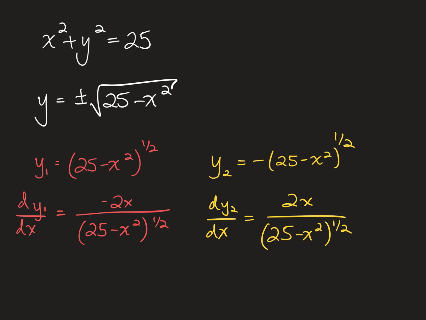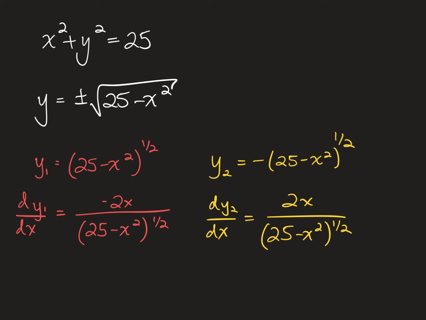So where it really rears its ugly head is when I ask you, what is the slope of the tangent line at the point negative 3, 4? We can't just use both of these. We have to use one or the other. And you have to know which one first. Negative 3, 4, is that in the upper arc of the circle or the lower arc of the circle? And then you have to substitute the value in.